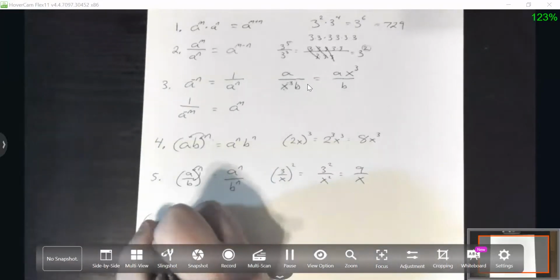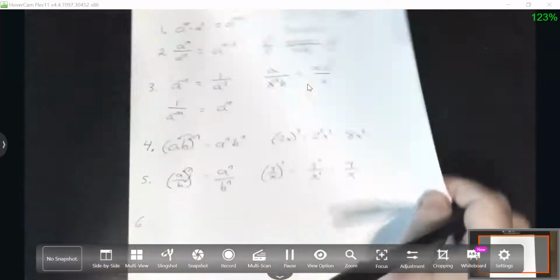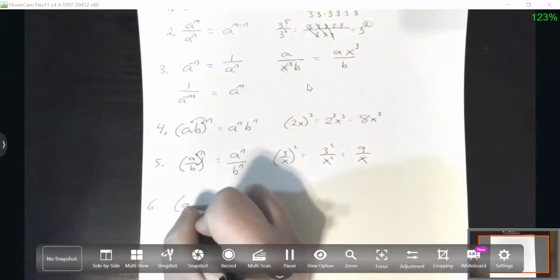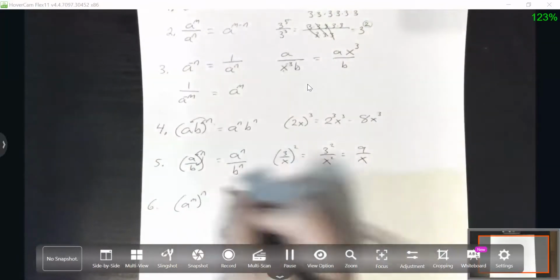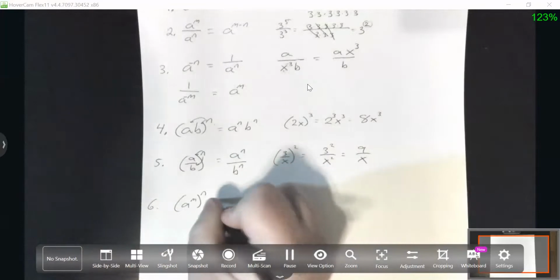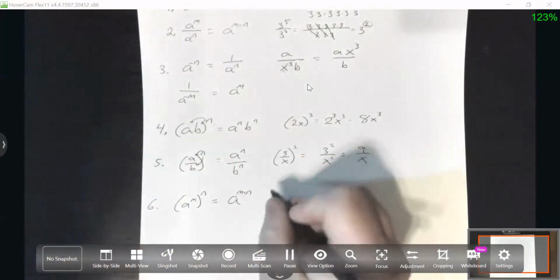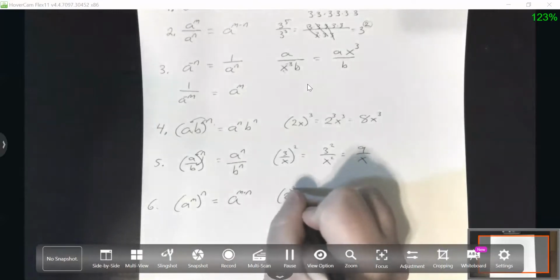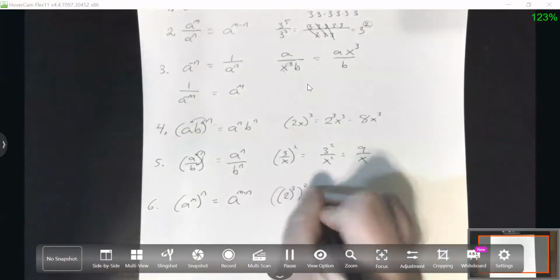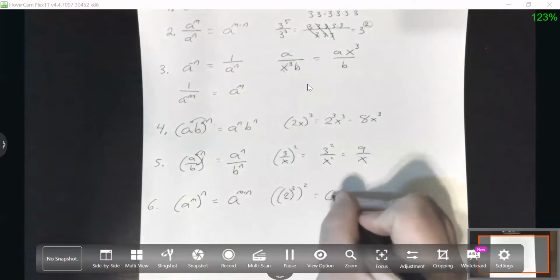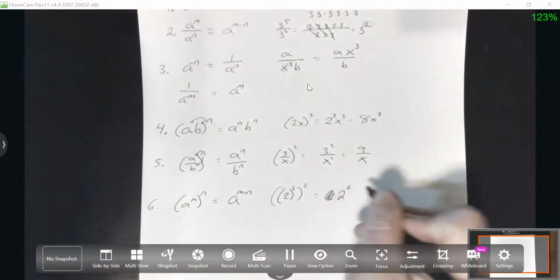Okay, rule number 6. And honestly, the numbers don't really matter so much. If I have something to a power and I raise that whole thing to another power, we are going to multiply those powers together. So if I have 2 to the 3rd squared, 2 times 3, 6, that's going to be 2 to the 6th power.